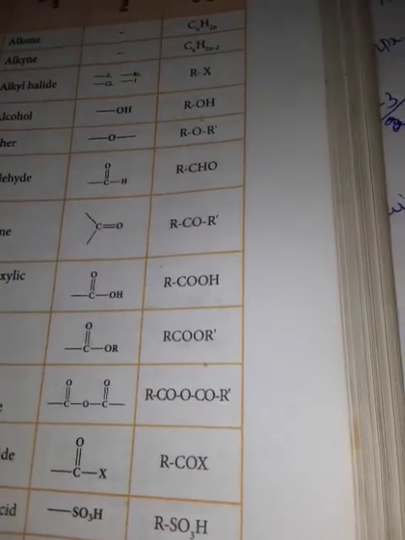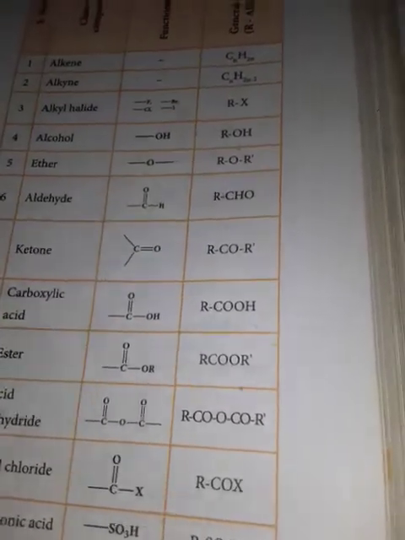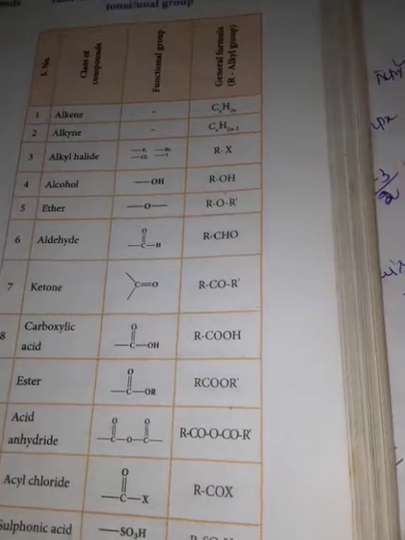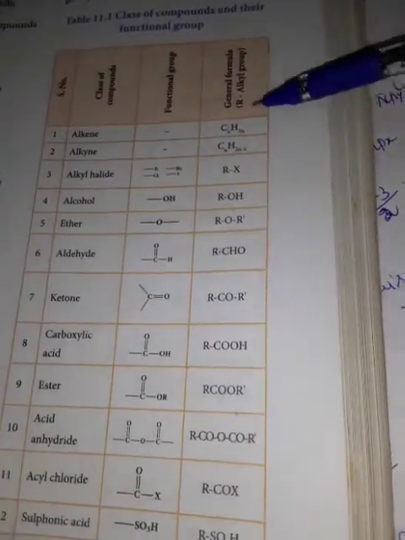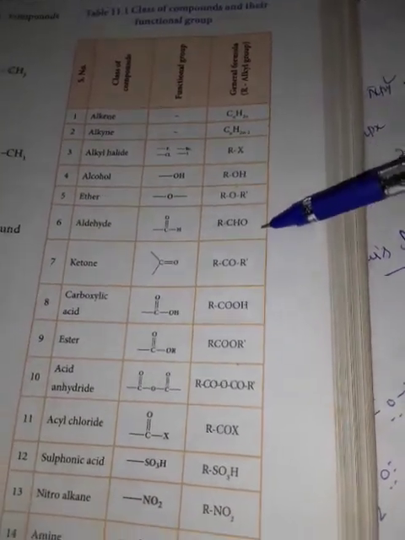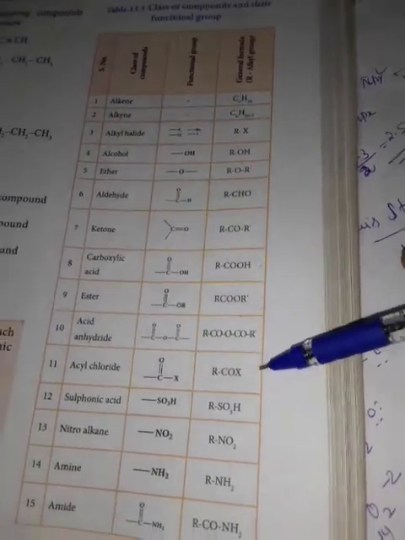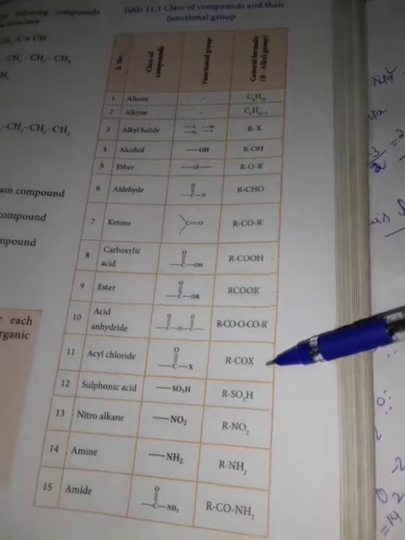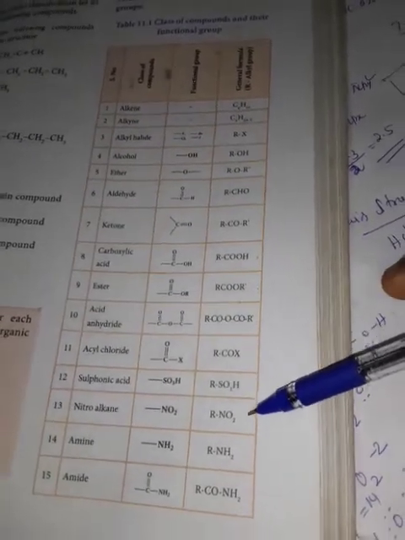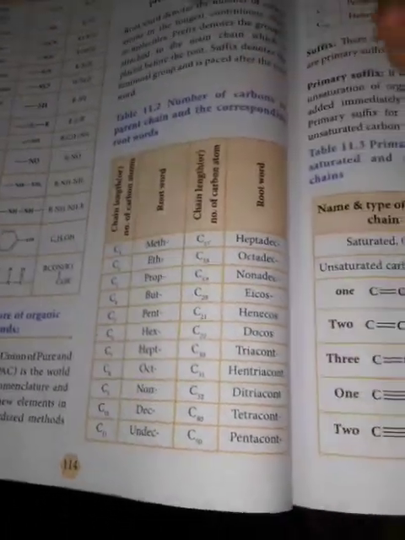Children, in the previous video I taught the 4 rules to be followed while naming an organic compound. The functional groups present are alkene, alkyne, alkyl halide, alcohol, ether, aldehyde, ketone, carboxylic acid, ester, acid halide, acid anhydride, acyl chloride, sulfonic acid, nitroalkane, amine, amide. Likewise, nearly 30 functional groups are given, which you have to go through, plus the root word.